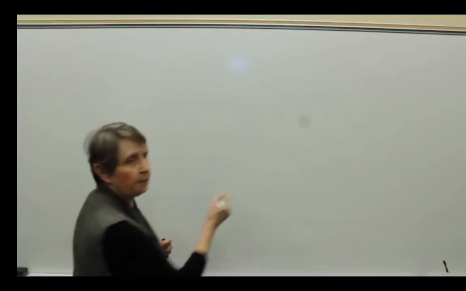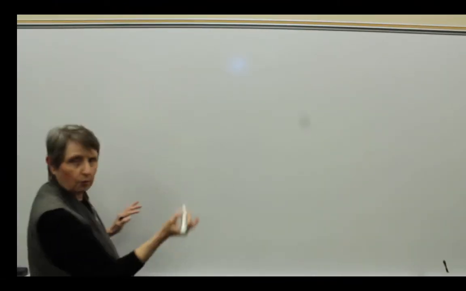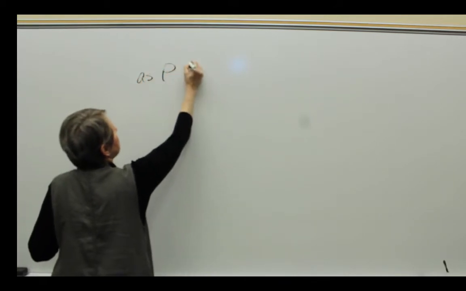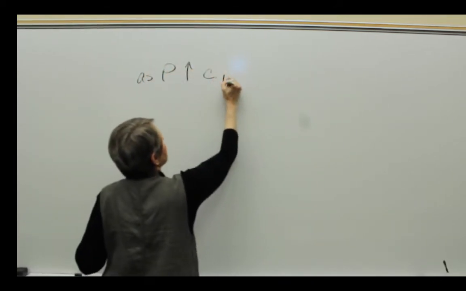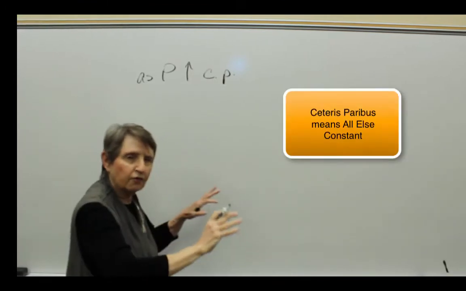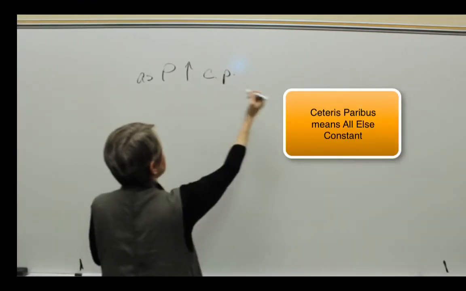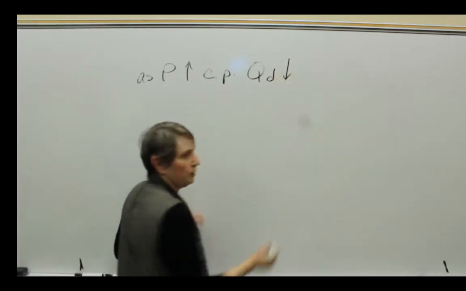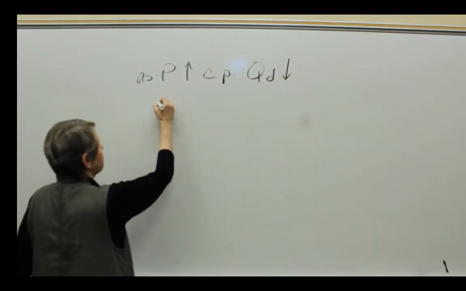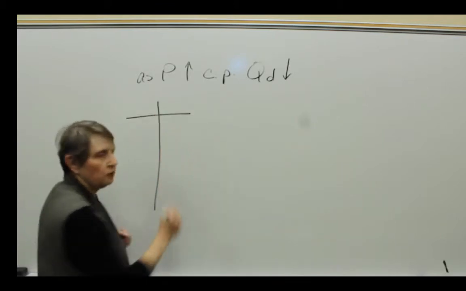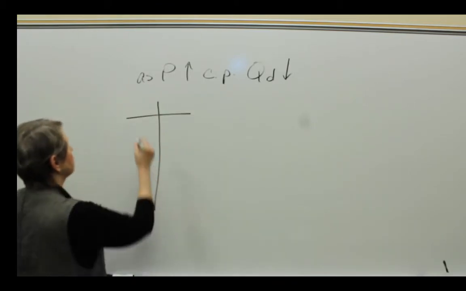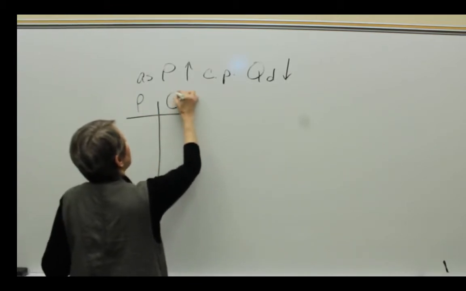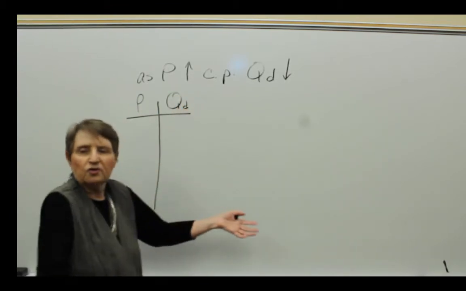So here's my demand schedule. Well, first let me write the law of demand. As price increases, ceteris paribus, that means everything else held constant, quantity demanded decreases. So let me just construct a hypothetical demand schedule here. I'm going to put price here, and I'm going to put quantity demanded there. And remember, this is ice cream cones.